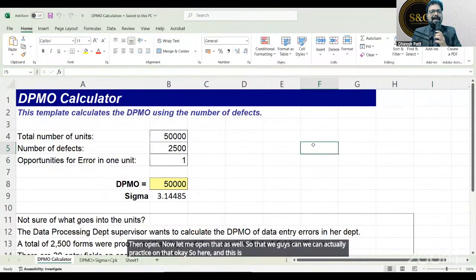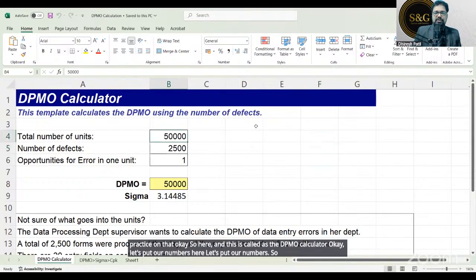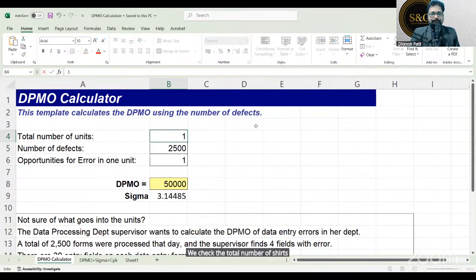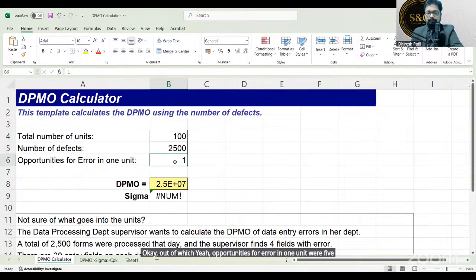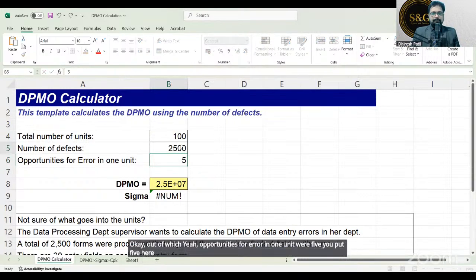So here, this is called the DPMO calculator. Let's put our numbers here. So how many total number of shirts did we check? We checked the total number of shirts, 100. Out of which, opportunities for error in one unit were 5. You put 5 here. And we found 50 defects.